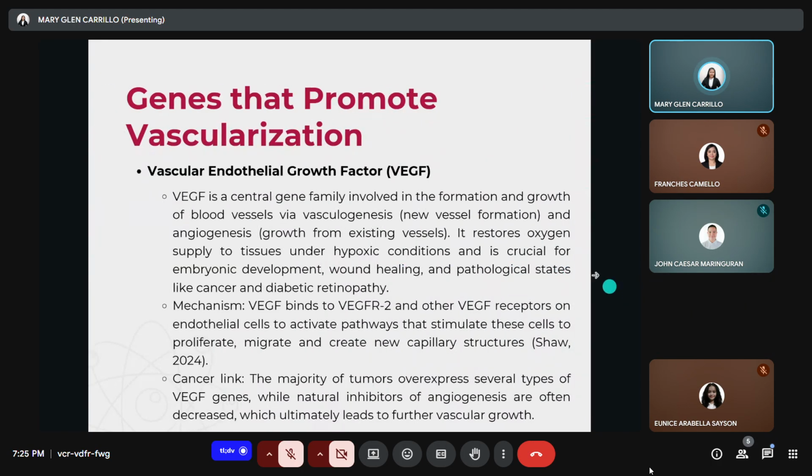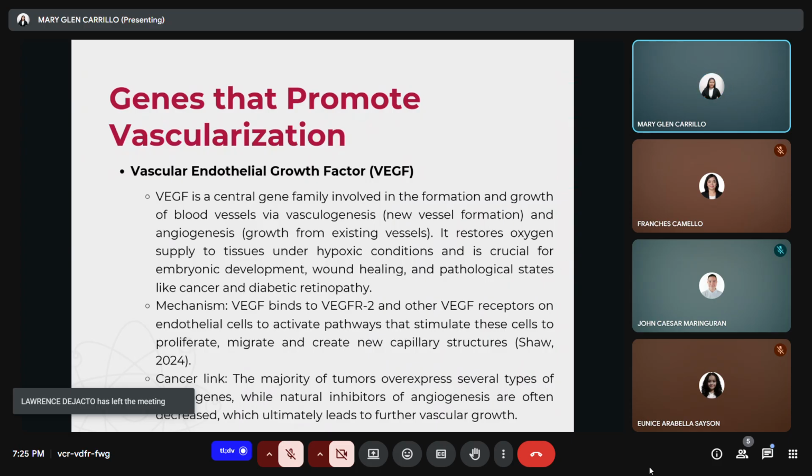Now, let's proceed to the genes that promote vascularization. First is the vascular endothelial growth factor, or VEGF. VEGF is a central gene family involved in the growth of blood vessels via vasculogenesis, or new vessel formation, and angiogenesis, growth from existing vessels. It restores oxygen supply to tissues under hypoxic conditions and is crucial for embryonic development, wound healing, and pathological states like cancer and diabetic retinopathy.